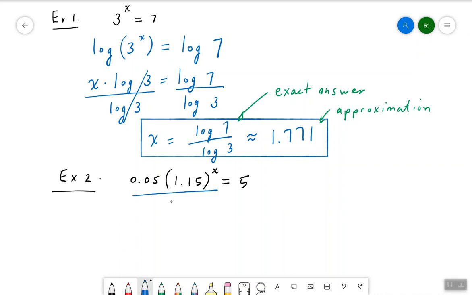What we want to do in the first step is divide off the 0.05 so that on the left-hand side we're isolating the exponential. The 0.05's cancel, and we're just left with 1.15 raised to the x. 5 divided by 0.05 is 100, and so that's convenient. And now the equation is equivalent to the one that we solved in example 1. So we're going to take the same steps. We're going to take the common log of both sides and then use the property to bring the variable down in front.